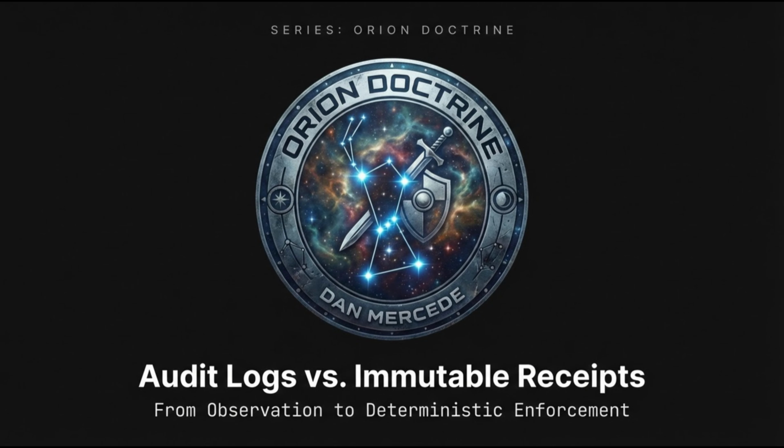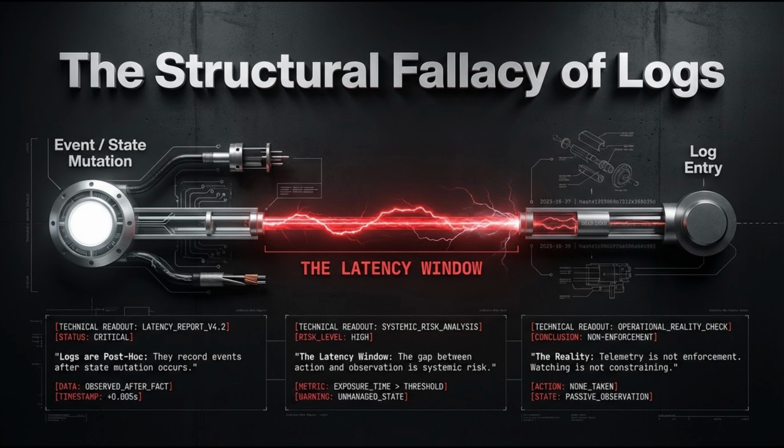Today we're examining why audit logs are not enforcement and what immutable receipts actually prove. Most systems treat audit logs as sufficient proof of control. This is a structural fallacy. Logs are post hoc and observational. They record events after state mutation has already occurred. What that means in practice is that your governance layer is watching, not constraining. It's looking at what happened, not what is allowed to happen.